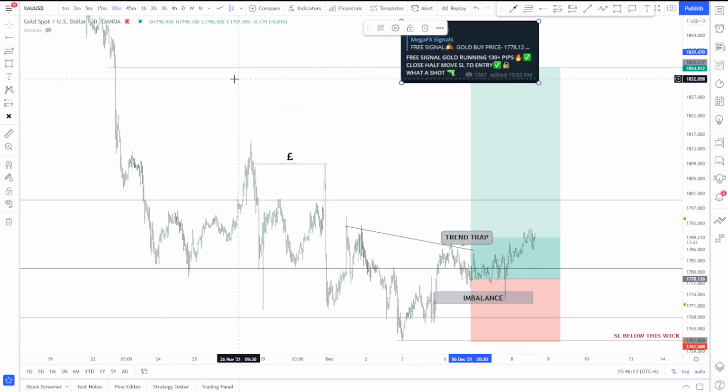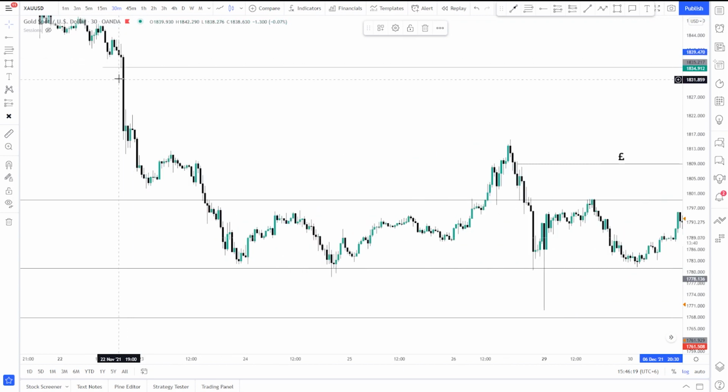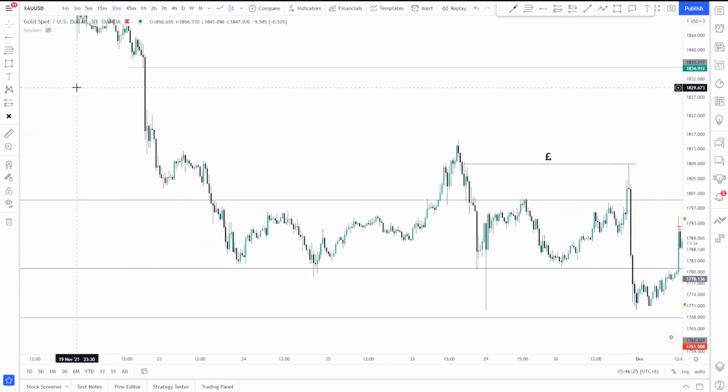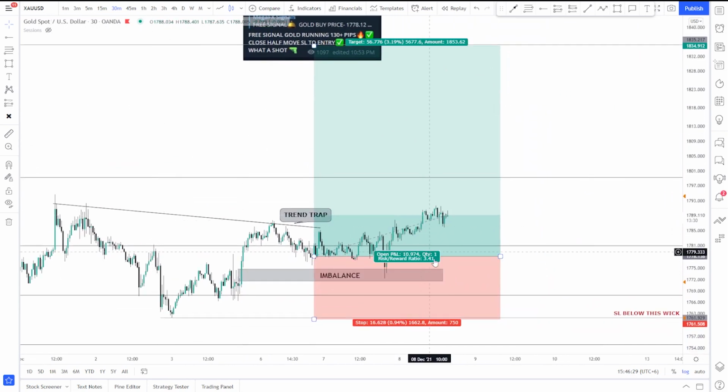Our target is this region because if you just zoom in and take a close look, you can clearly see a weak rejection, and the imbalance of this clean candle needs to be filled. So our target is this area. This is our final target. We have closed our position and secured most of our profits around 130 plus pips.